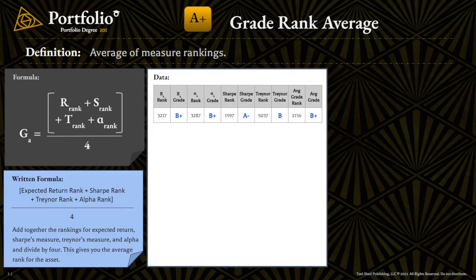So when I say average rankings, what do I mean? Well, it's the average of the rankings for each of the other four metrics. So we take the stock's ranking for expected return, alpha, Sharpe's measure, and Trainer's measure, which is just how the asset fell within the overall population for that metric, and we find the average rank. Then we take the averages and we re-rank them, and then apply the grading methodology to the new results.